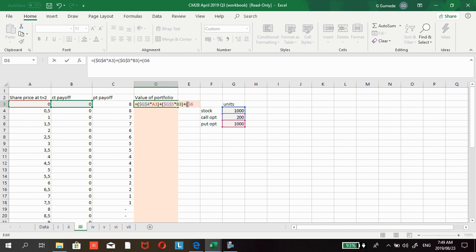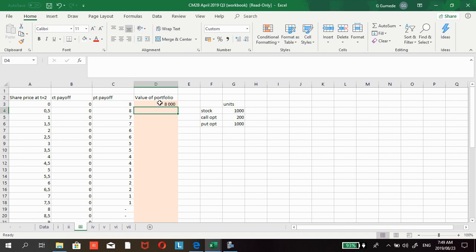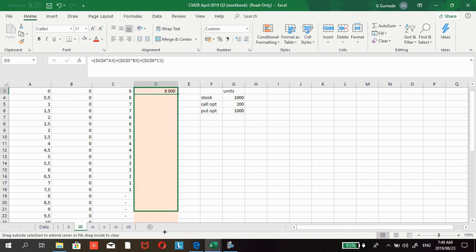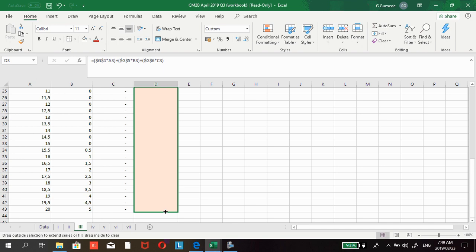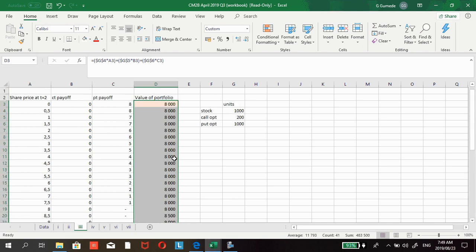I want to lock this value going down. Okay. And I'm going to multiply this by the payoff of the put option. Okay, so this is your value. Okay, and I'm going to drag this down. Okay, and these are my values. Now, so this is the value of your portfolio for each possible value of the share price at time t is equal to 2.